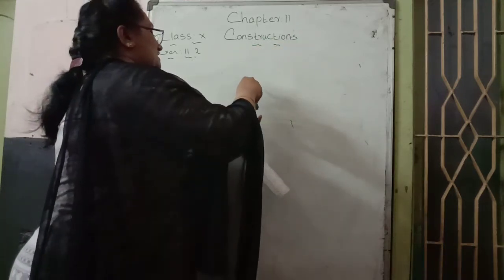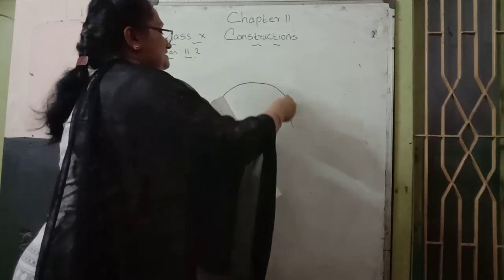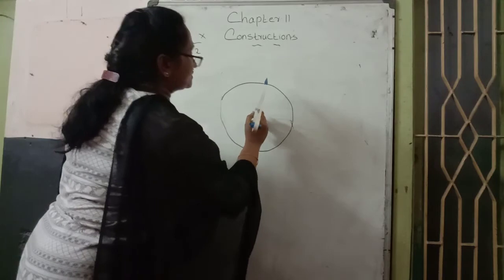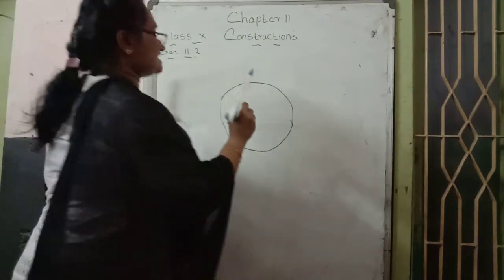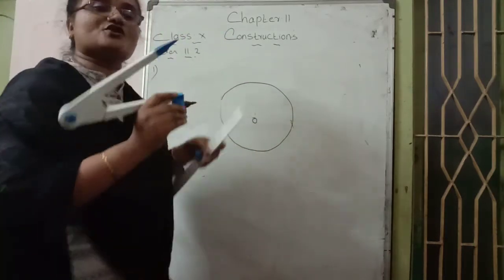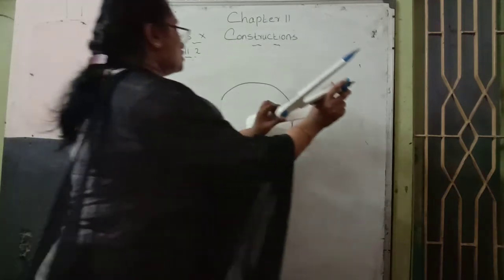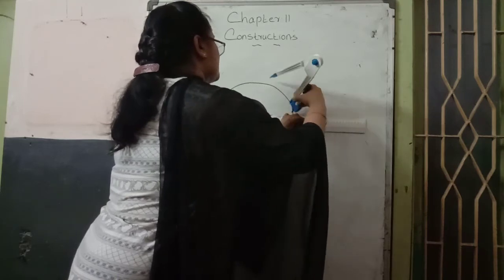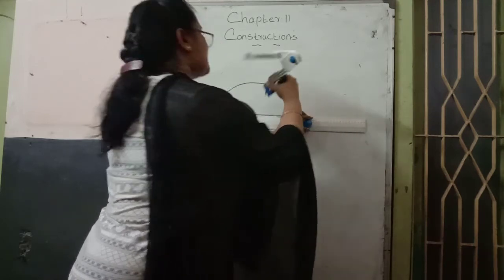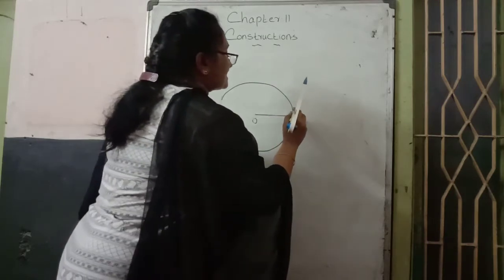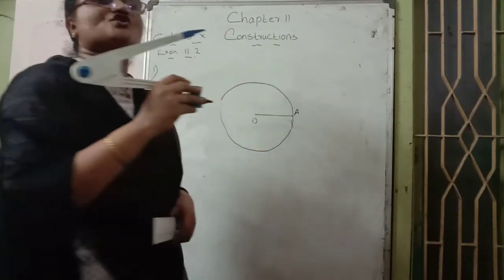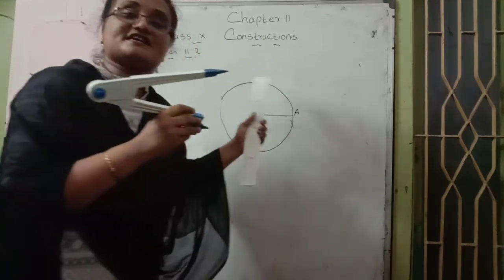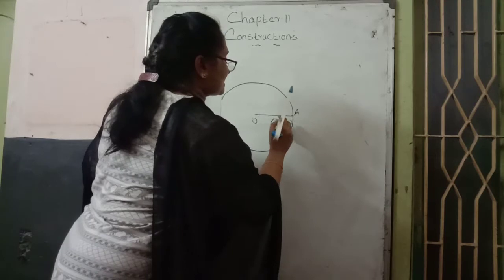Then keep the compass and draw a 6 centimeter radius circle. Where we keep the sharp end of the compass, that is the center of the circle. There you can mark a point O. Any center to any point on the circle joined with a line, that line we call a radius. So here we can say OA is the radius of the circle, 6 centimeters.